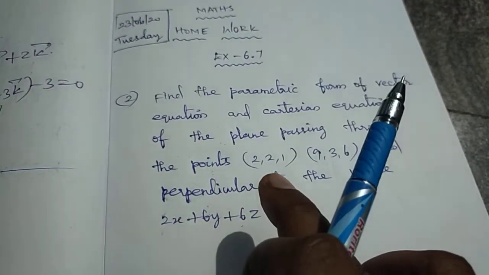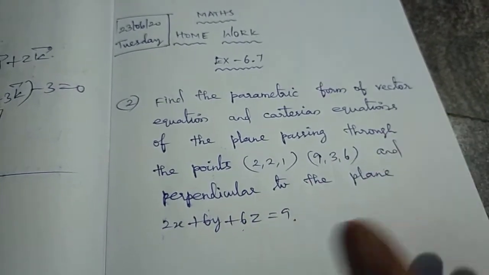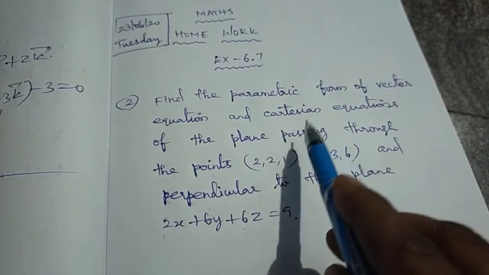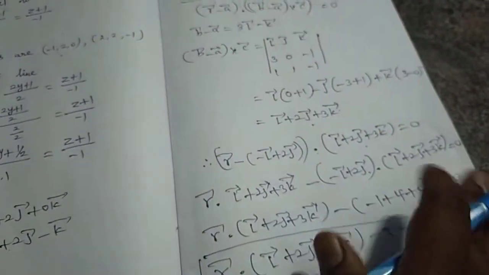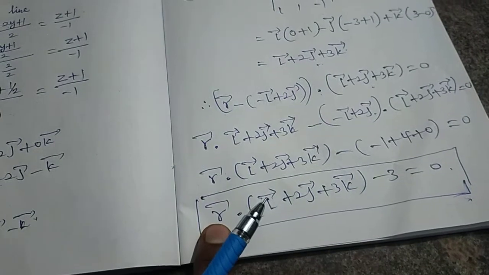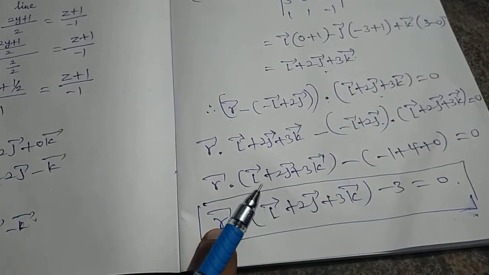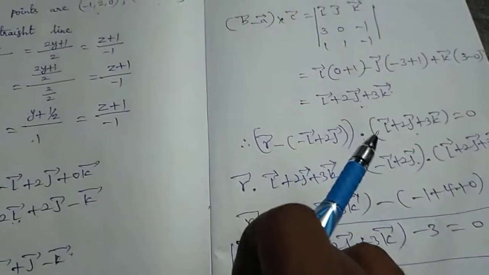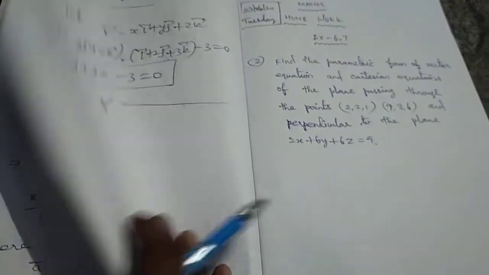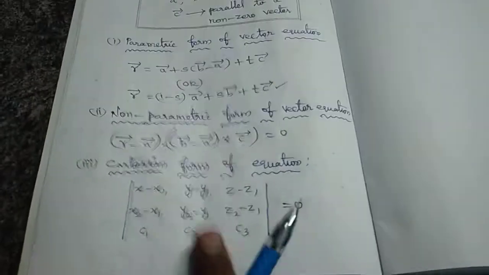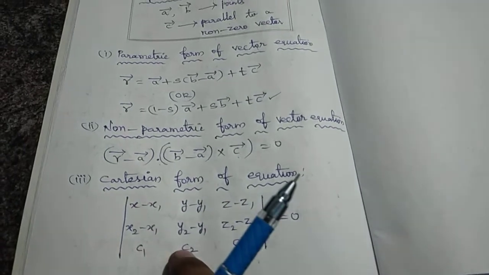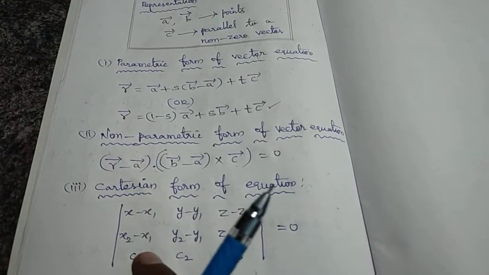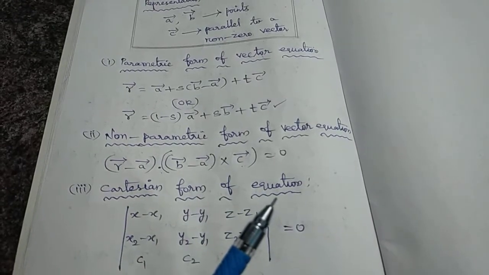But in this problem, we calculate two values alone: the parametric form and the Cartesian equation. No need to calculate the non-parametric form. If we calculate the non-parametric form, we easily find the Cartesian form. So the r vector value, we usually take as x i vector, y j vector plus z k vector. But in this problem, you use the third formula, the Cartesian form: x minus x1, y minus y1, z minus z1. If you use this formula, the problem is very easy. Okay, children? Thank you.